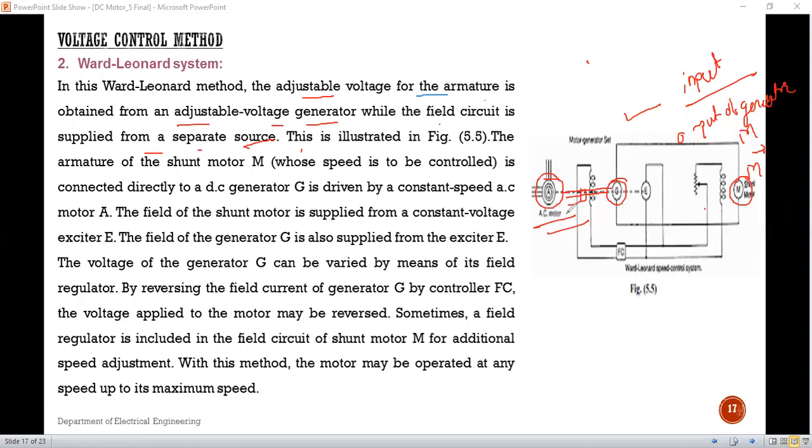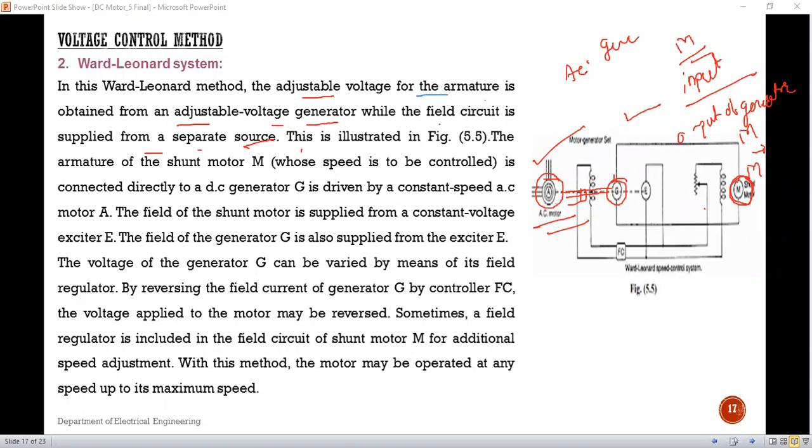See, here are how many equipment are required. That means one AC motor is required, that is induction motor. One generator is required, and then the motor whose speed we want to control is required. That means this is the one set required to control the speed by using a Ward-Leonard system. Ward-Leonard system जर आपल्याला speed control करायचं असेल, so for speed control of motor by using a Ward-Leonard system, we require this much big setup. Okay, so ha big setup पाहिजे.